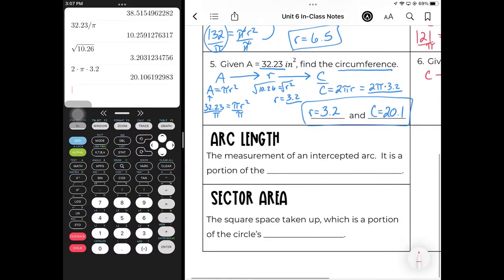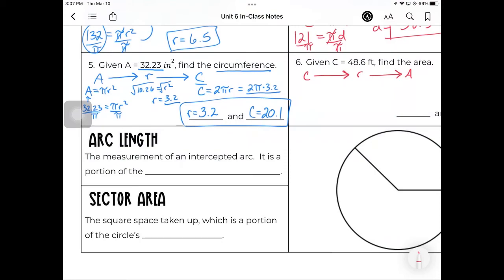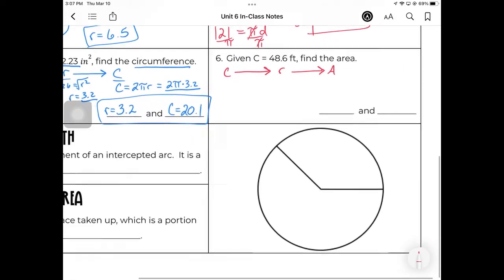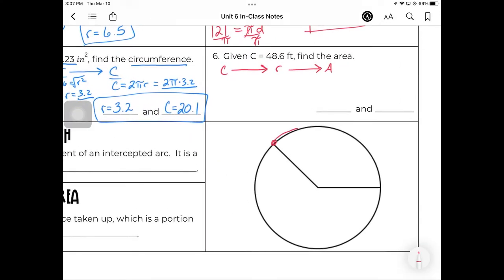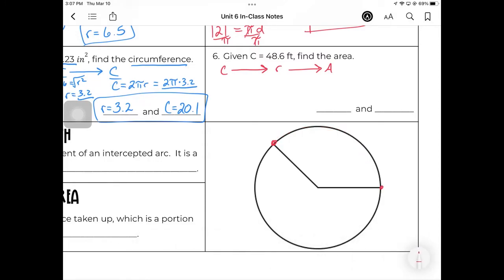Video, we're going to move on to the next big idea, and that's the idea of arc length and sector area. So we've talked about what arcs are. Anytime I put an arc on a circle, I take 2 points on the circle and represent that part of the curve. That arc has a measure in degrees, but it also has a measurable length.